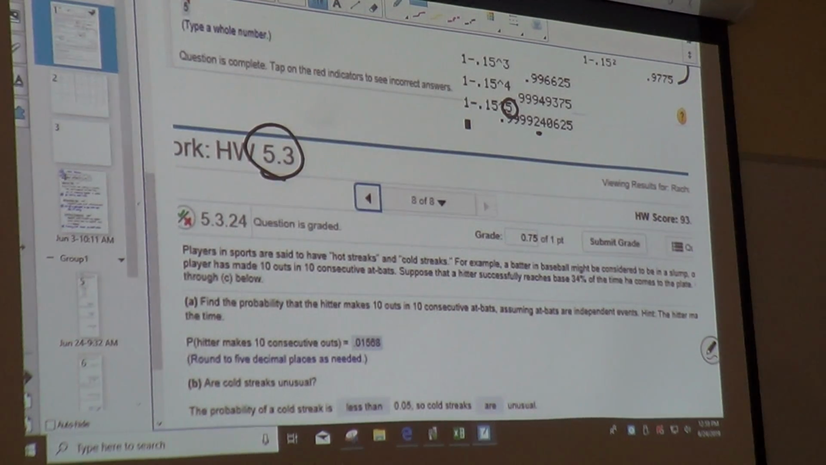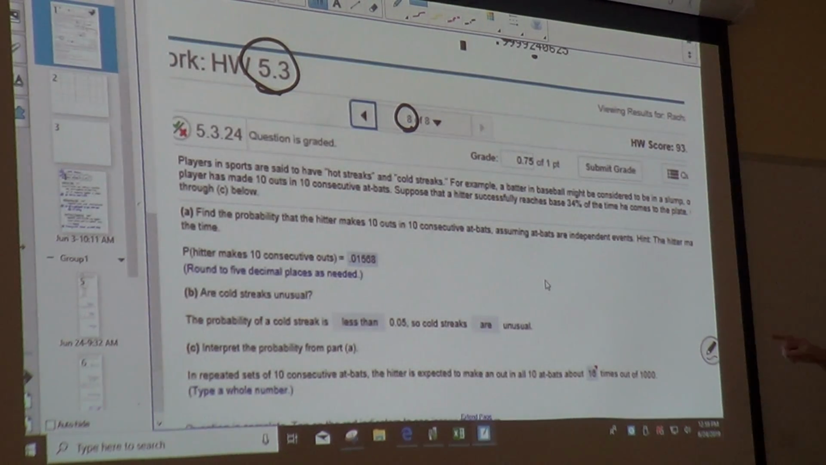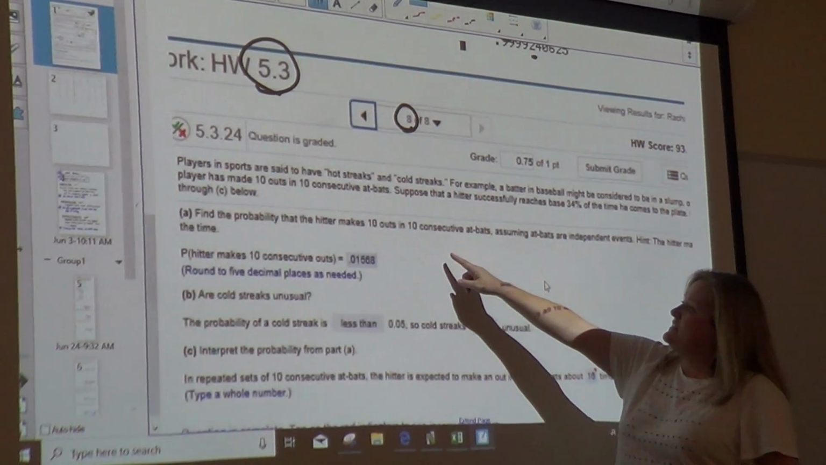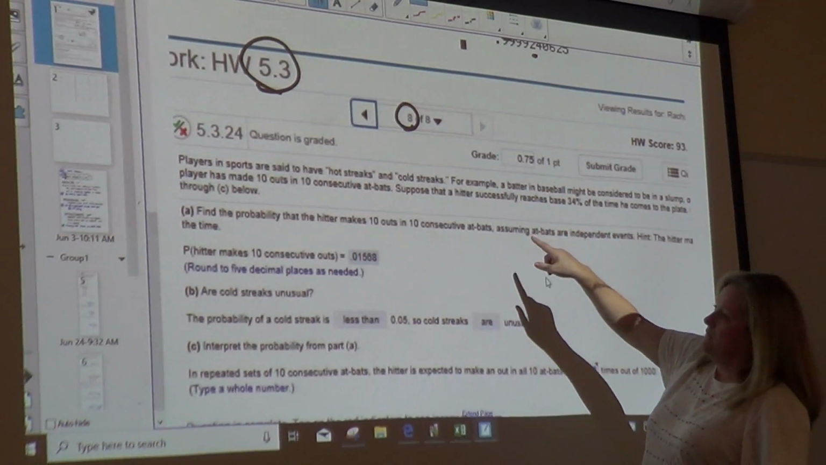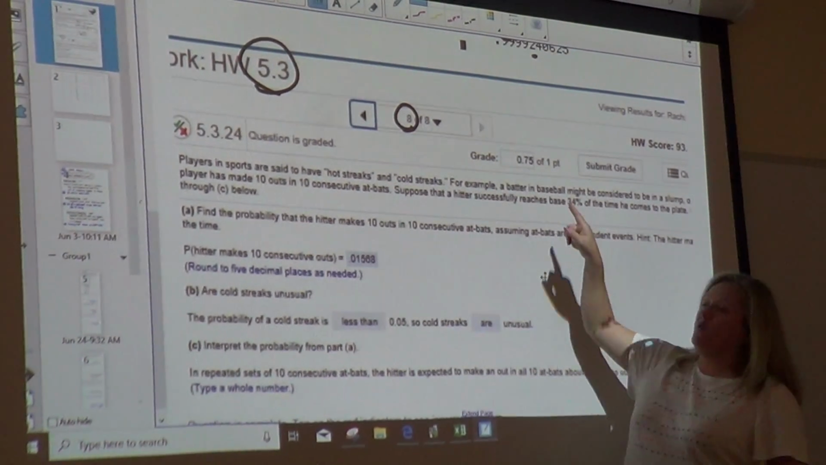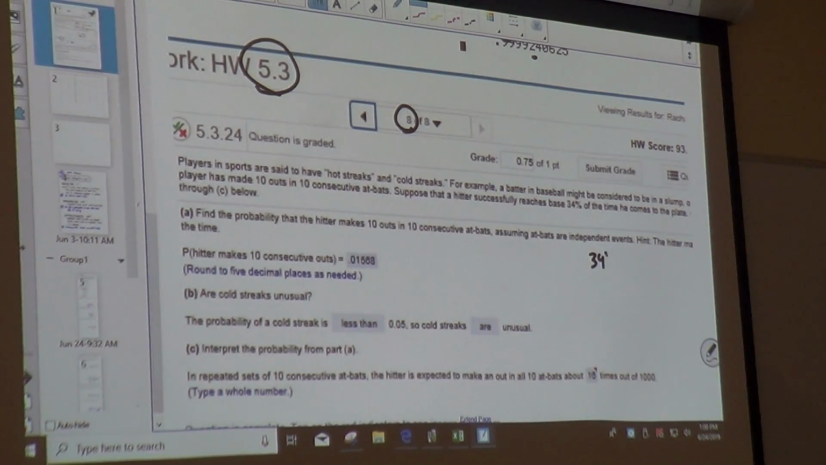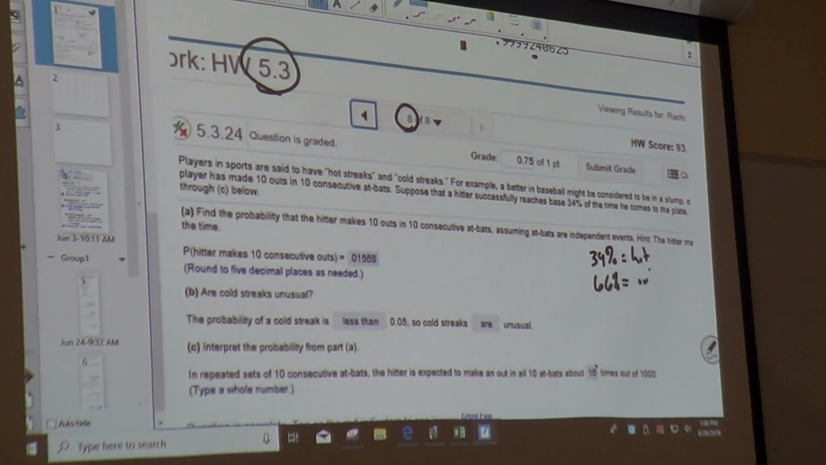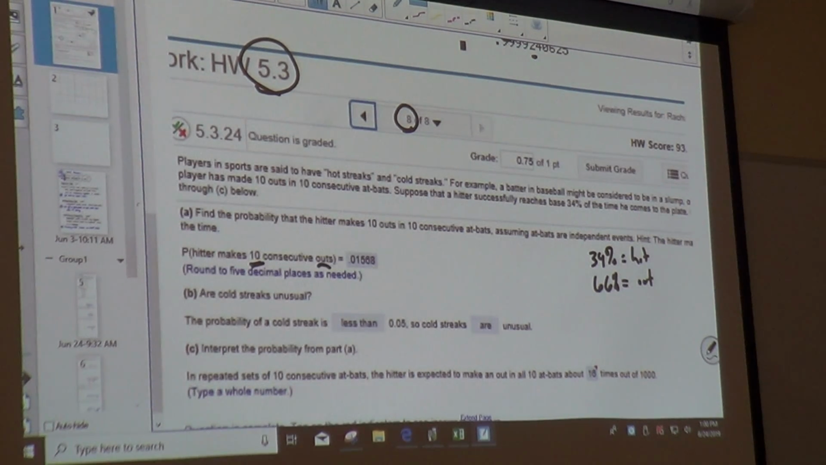This is 5.3, number 8. There's a 34% chance that when he goes to bat, he's going to successfully hit it. This says he goes to bat and makes an out. So if he hits it 34% of the time, what percent does he make an out? 34% hits it, 66% makes an out. And he does this 10 times, an out. So what is that going to be?